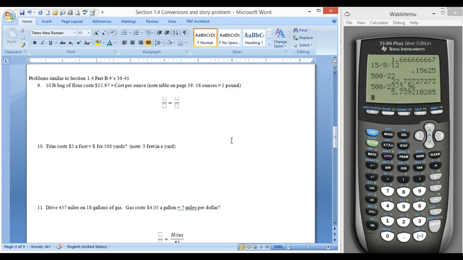Let's move on to problem number 9. These problems are similar to section 1.4, part B, numbers 36 to 41.